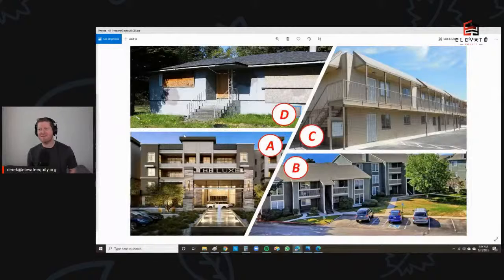So the first thing that we're going to do is look real quick at what it means to be an A, B, C, or D property. For those of you who have my book already, this image should be no surprise to you at all. There are, in general, four property grades that we look for when buying property, and we like to call a property what it seems to be.